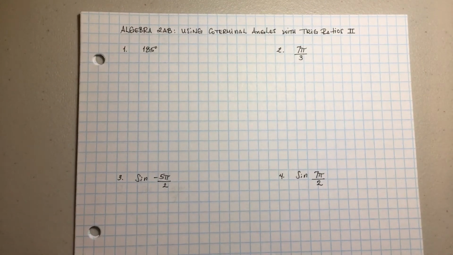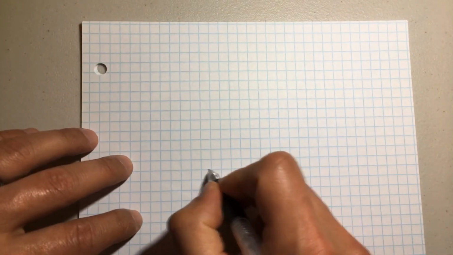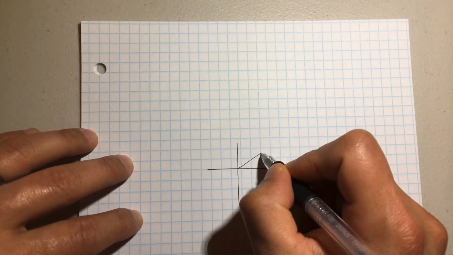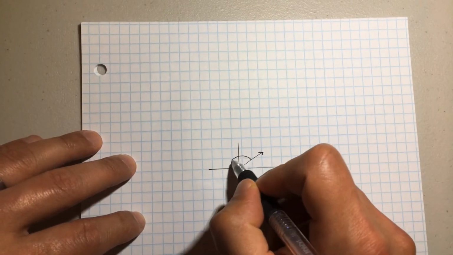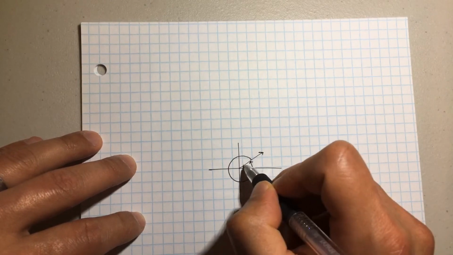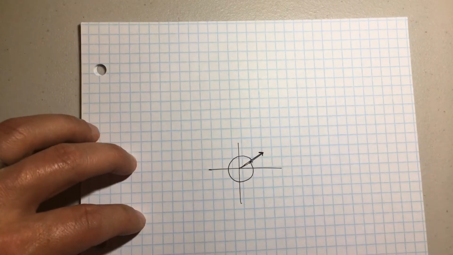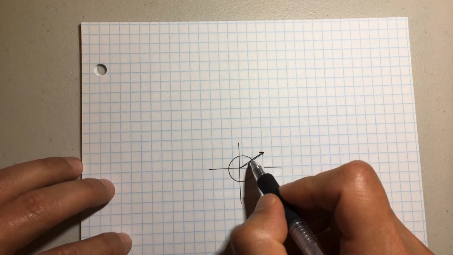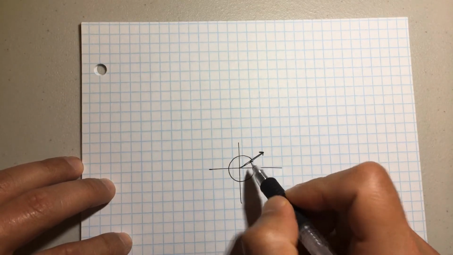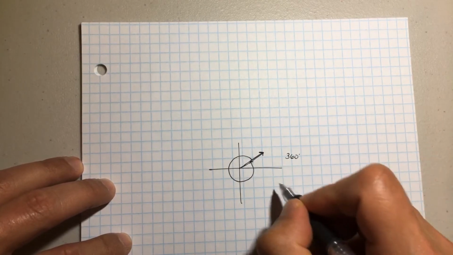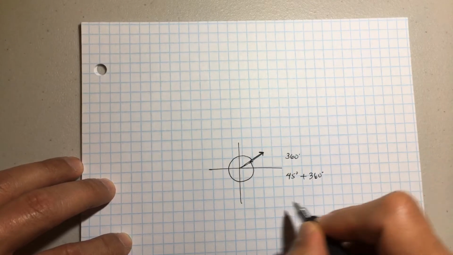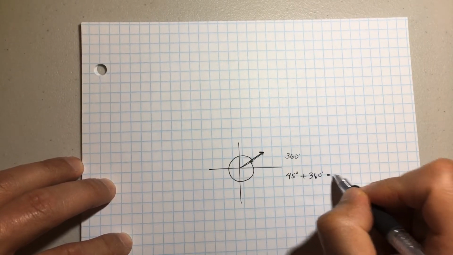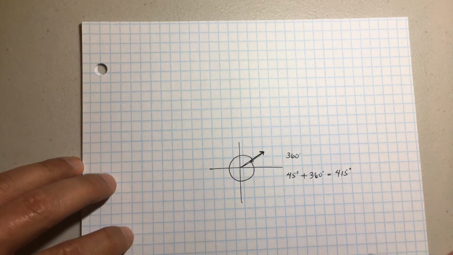So let me give you just a quick example here. If we have an angle, let's say it's this angle right there. If I go all the way around and I end up at the same spot, essentially it's the same angle. What have I done? All I've done is just go around 360 degrees. So if I have an angle like 45 degrees and then I add 360, that's essentially the same location, and that's going to be 405 degrees.